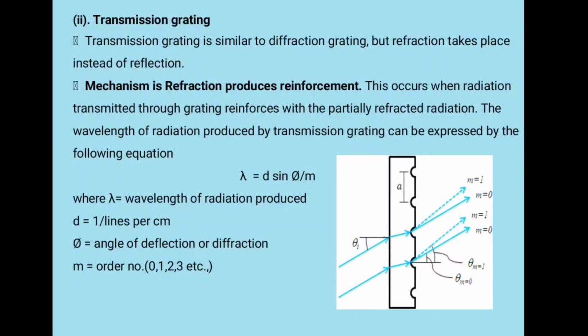The wavelength of radiation produced by a transmission grating can be expressed by the following equation. Lambda is equal to d sin theta by m, where lambda is the wavelength of radiation produced, d is 1 by lines per centimeter, theta is the angle of deflection or diffraction, and m is the order number.